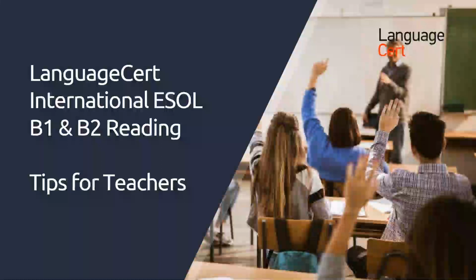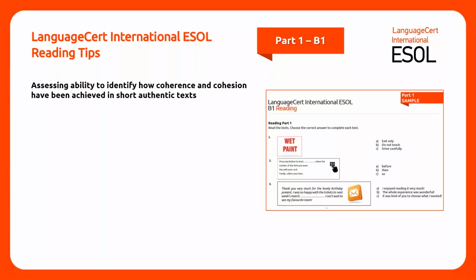And here are a few useful tips for teachers that should help prepare candidates for their B1 and B2 level reading exams. Remember that Part 1 at B1 level aims to assess the candidate's ability to identify how coherence and cohesion have been achieved in short, authentic texts.